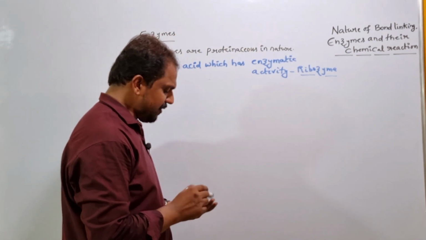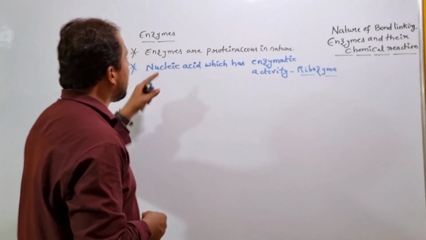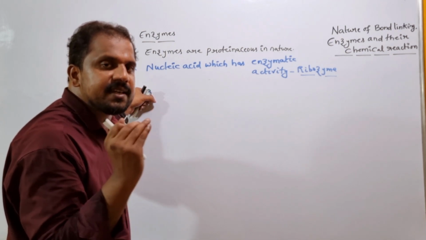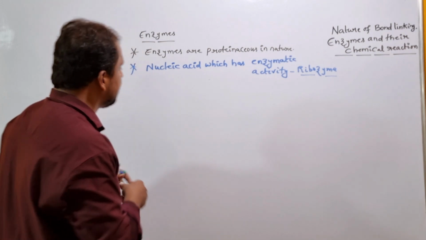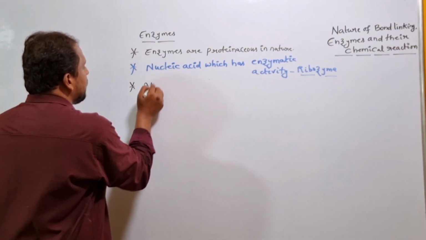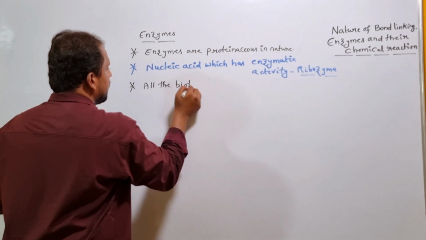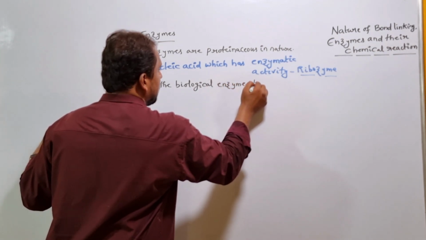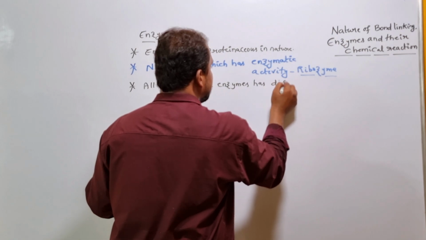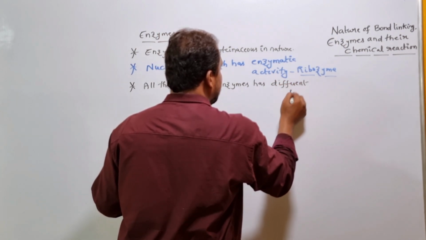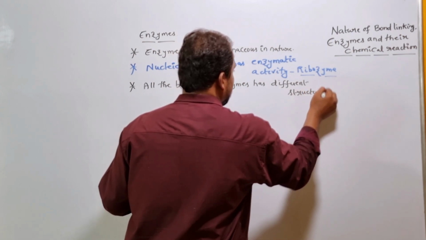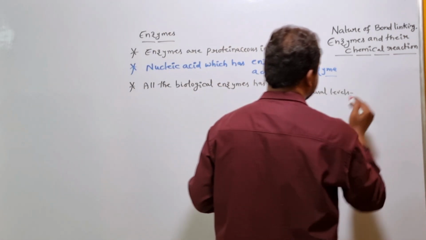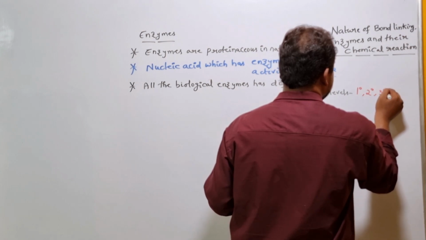Ribose nucleic acid which has the enzymatic activity is termed as ribozyme. Is it clear? So we need to understand one key point. Nearly all the enzymes, like proteins, have different structural levels. What are those? Primary structure, secondary structure, and tertiary structure. So let me write it on the board. All the biological enzymes have different structural levels, and these include primary structure, secondary structure, and tertiary structure.